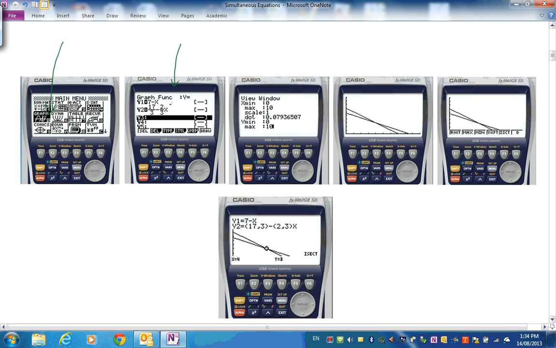Then we need to enter the functions. Here you can see I put 7 take x and then 17 over 3 take 2/3 x. It must be in this y1 equals format. So there's a bit of work to do there. Then we'd better change the view window of the calculator. How do you do that? We'll come back here, Shift, can you see that? View window, Shift F3.